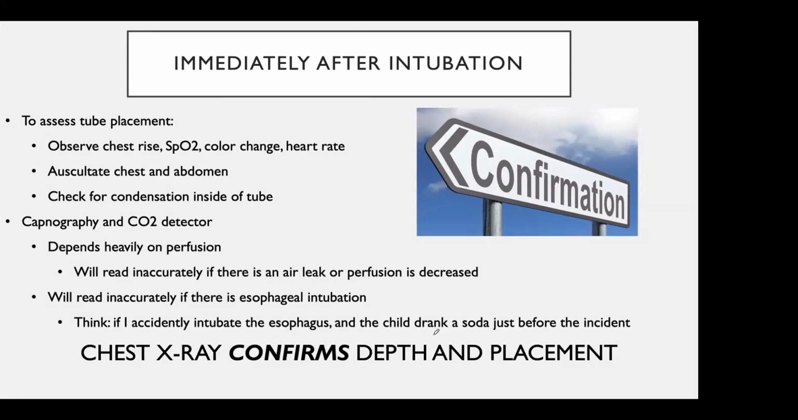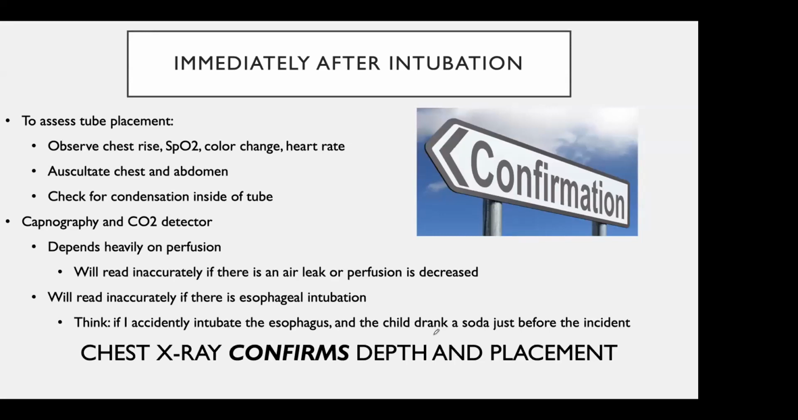We'll also check the chest and abdomen. Let's see if we've got any air going into the stomach. Make sure we've got bilateral equal breath sounds, and so on. Check for condensation inside the tube, which could very well be an indicator. We can use capnography and CO2 detectors. We'll look at our colorimetric CO2 detectors. They'll change at about 5% exhaled CO2. I was always taught you take that 5% and multiply it by 7. You've got 35 mmHg PCO2. That tells you that you're at least approaching normality or some type of homeostasis.